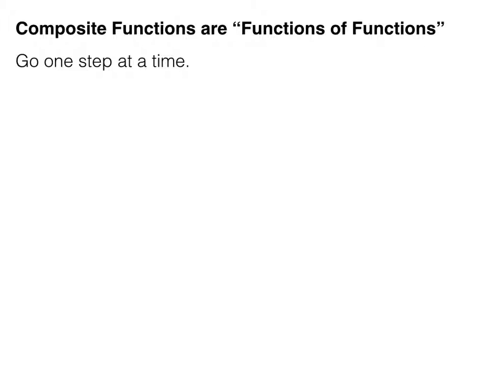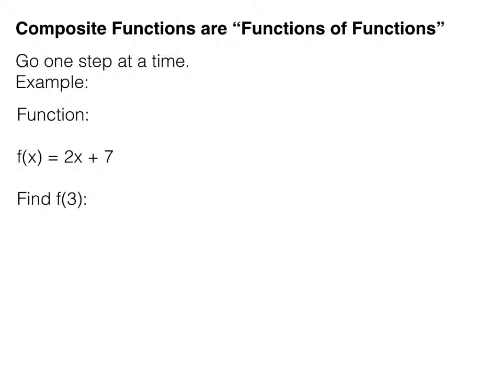Let's start off with an example, and first we're just going to look at a regular function. f of x equals 2x plus 7. If we have to find f of 3, we know what to do. Instead of x, we write 3. We substitute in 3 for x. So f of 3 is equal to 2 times 3 plus 7, because we're finding f of 3, which is 13. That was easy. You knew how to do that last year in Algebra 2.